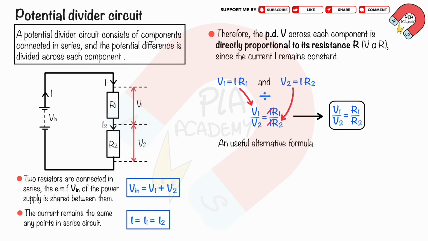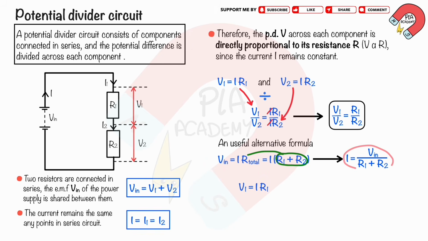A useful alternative formula is V input equals I times total resistance. Substituting total resistance equals R1 plus R2. So, the current I equals V input over the sum of R1 and R2. The PD across R1, V1 equals I times R1. Substituting I equals V input over R1 plus R2. So, V1 equals R1 over R1 plus R2 times V input.